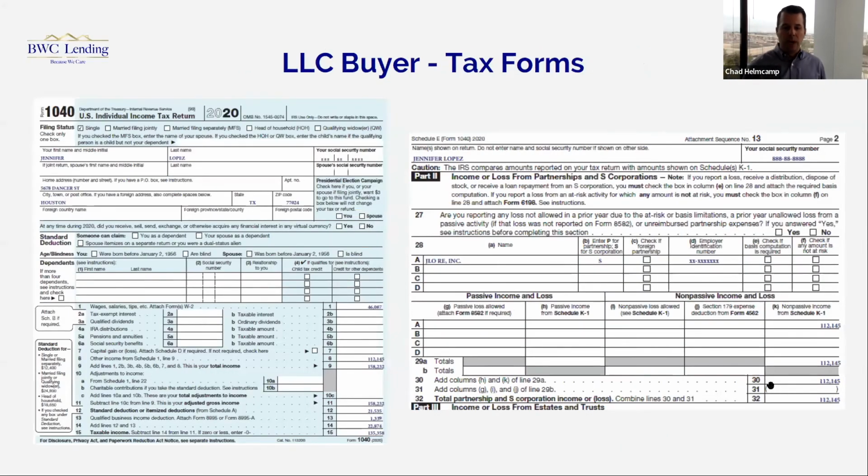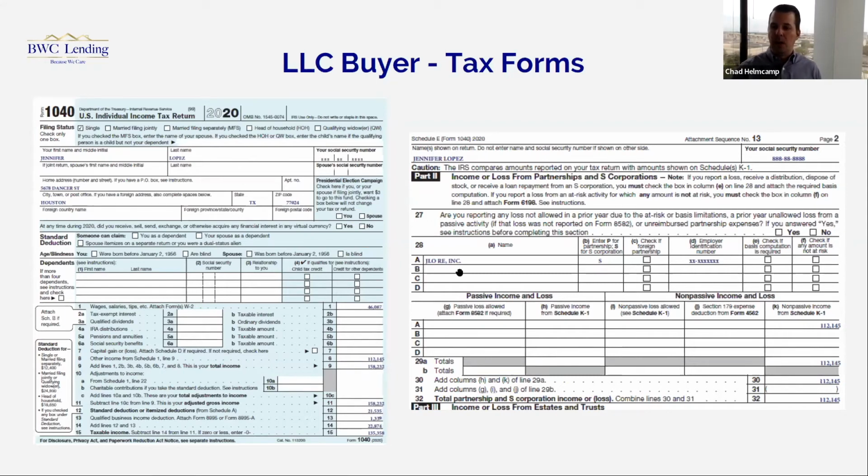All right, so then we'll transition over here to an LLC S Corp. In this case, we're looking at the primary 1040 tax return. This is the personal individual tax return. You can see on the left, we have wages of about $46,087. Down here, we have other income of about $112 with total income of about $158.